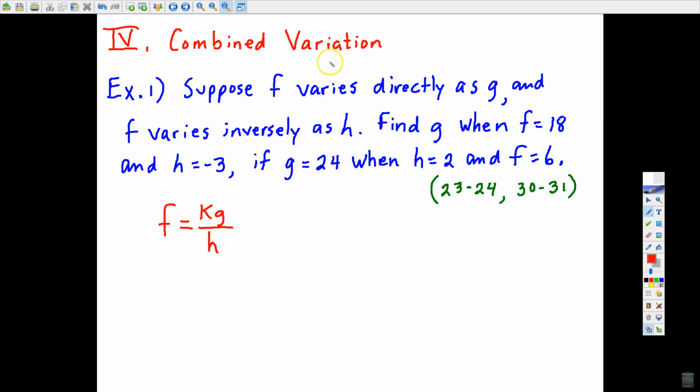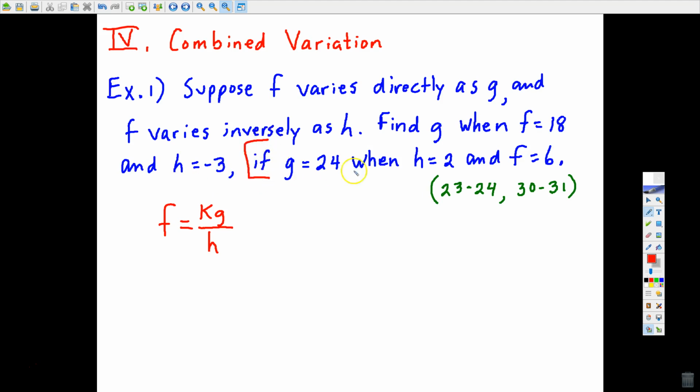And so we have the combination. We have the direct variation multiplying by k, and we have the inverse variation dividing into k. Okay, now let's keep on reading. Find g when f is 18 and h is negative 3. But this is the key to our next step.